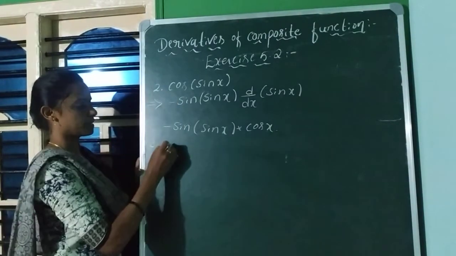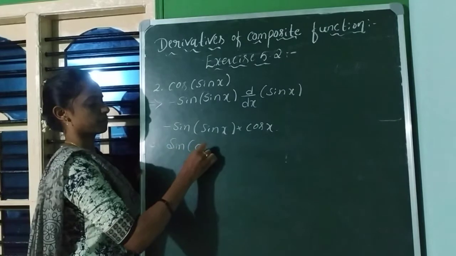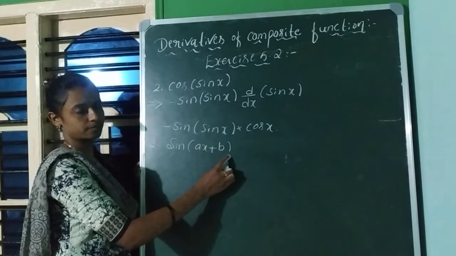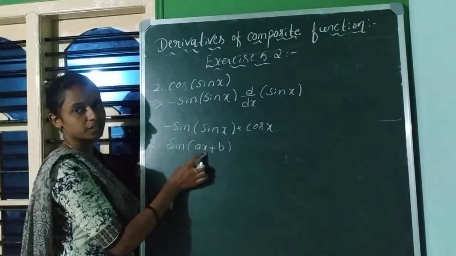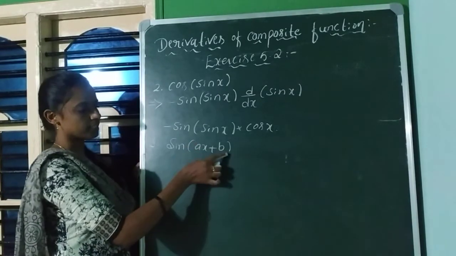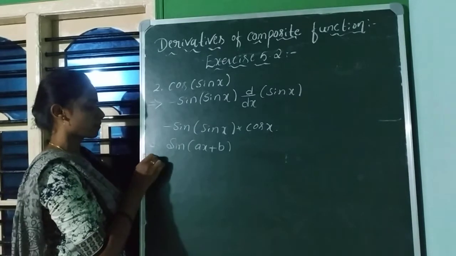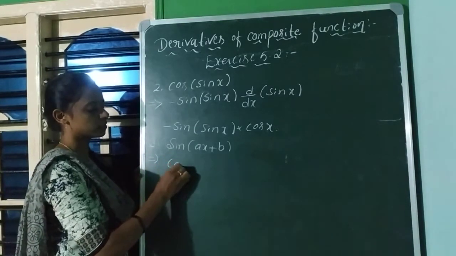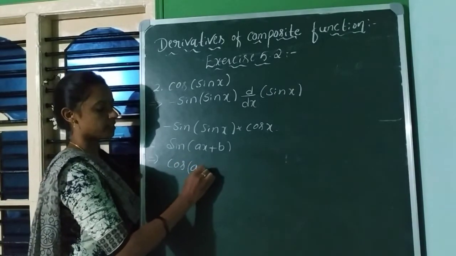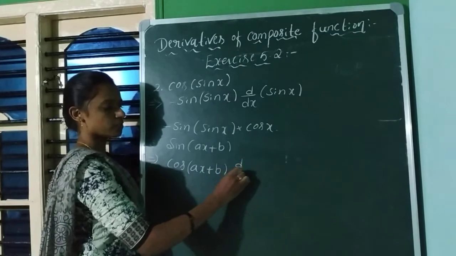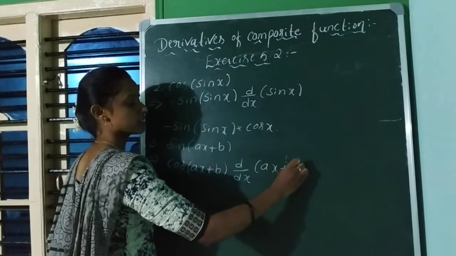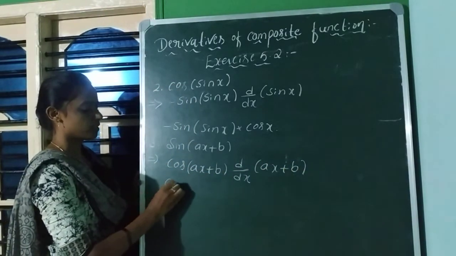Third one is sine of ax plus b. One is trigonometric, one is a linear equation. It is linear means, in an equation, if the variable's power is 1, then such an equation is linear. So now sine derivative is cos. For a cos function, what will you write as the variable? That is the inner function ax plus b. Now you need to differentiate this inner function, that is ax plus b.